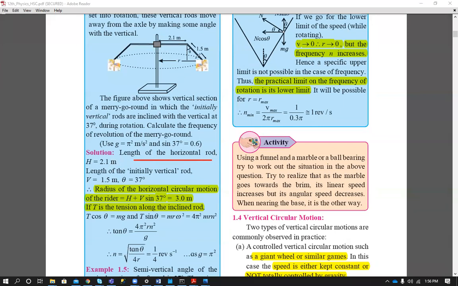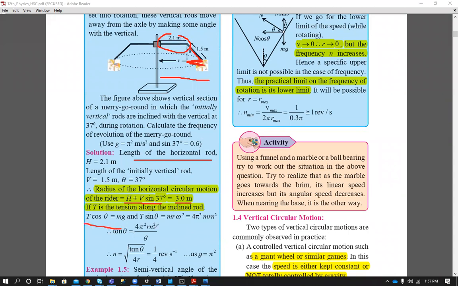So the length of the horizontal rod, this length, is 2.1 meter. This inclined length is 1.5 meter. And you know the angle theta. By geometry, you can find out this distance because we want the total radius. Total radius will be what? This length 2.1 plus this length. Okay, so it is done here. H plus V, H is your horizontal rod and V is your vertical rod. So by geometry, it is V sin 37. The total radius we have found is 3 meter.